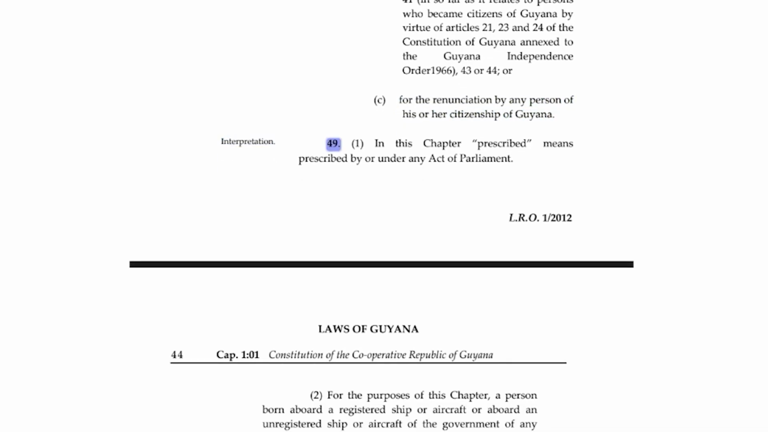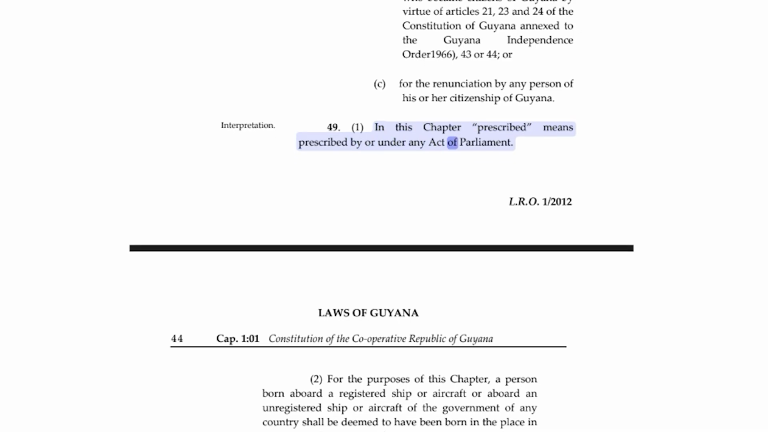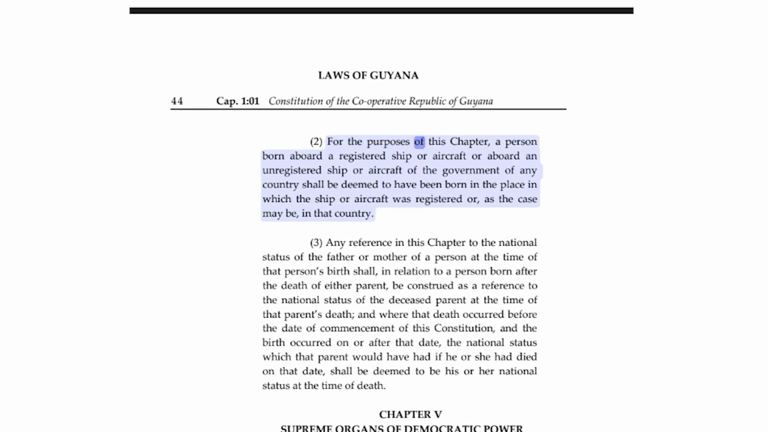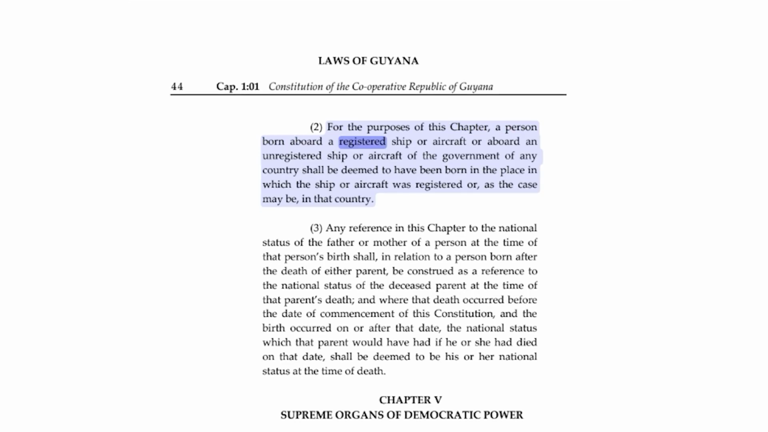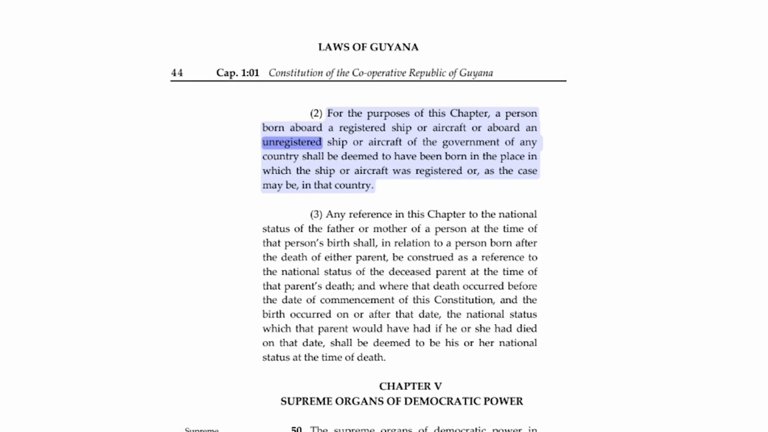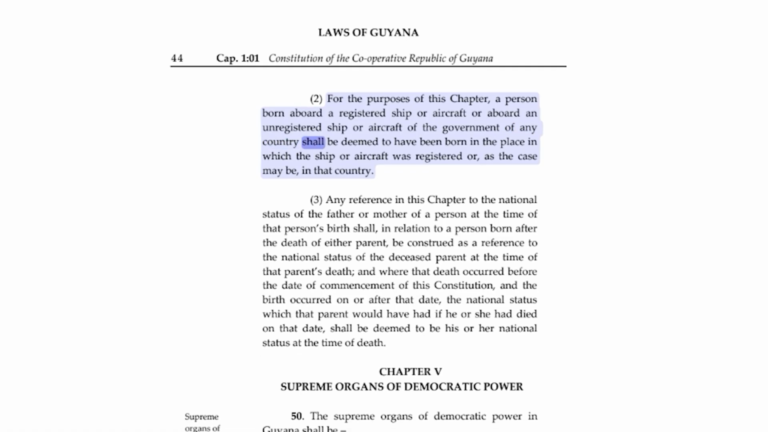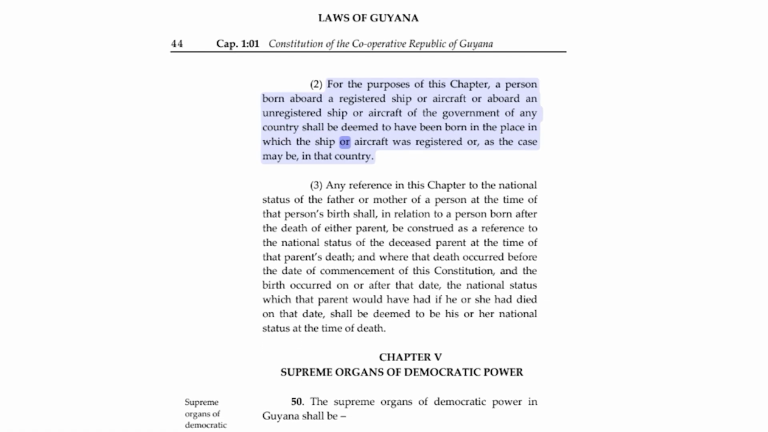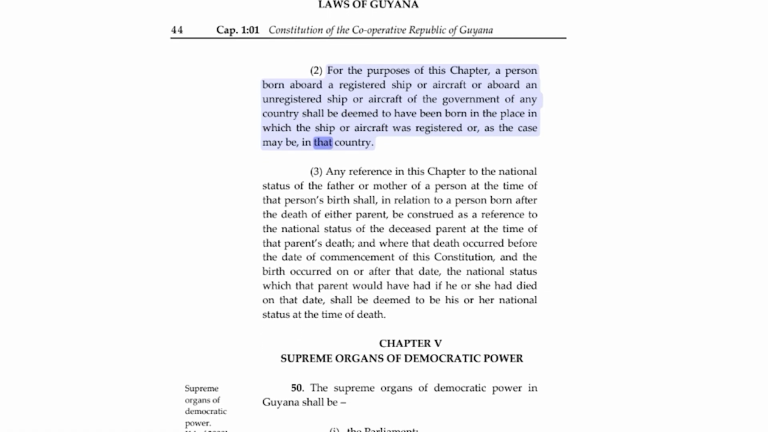Interpretation. 49. (1) In this chapter, prescribed means prescribed by or under any Act of Parliament. (2) For the purposes of this chapter, a person born aboard a registered ship or aircraft or aboard an unregistered ship or aircraft of the government of any country shall be deemed to have been born in the place in which the ship or aircraft was registered or, as the case may be, in that country.